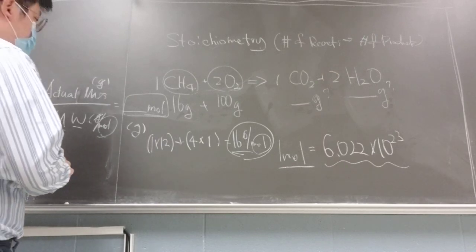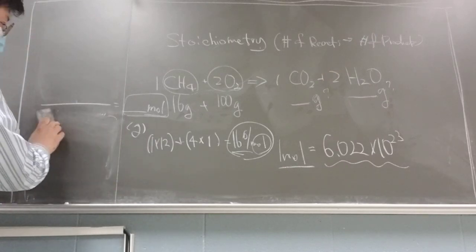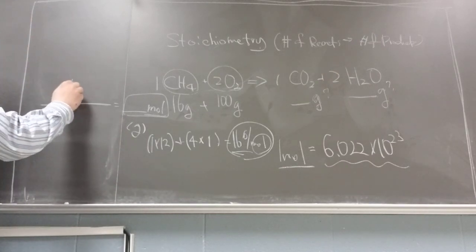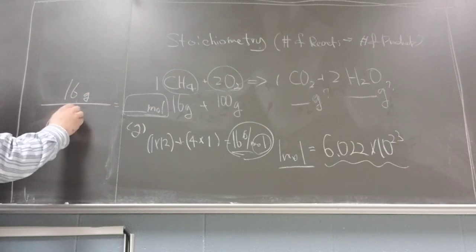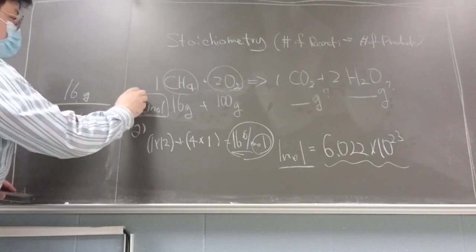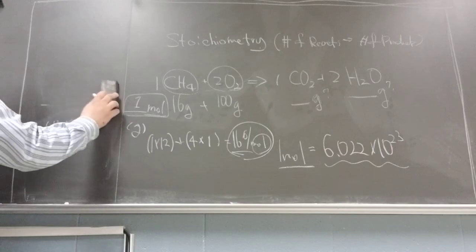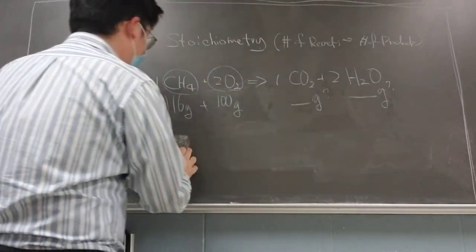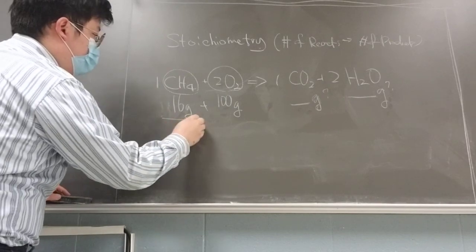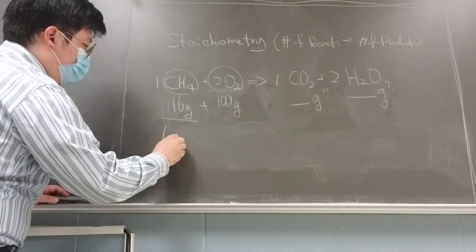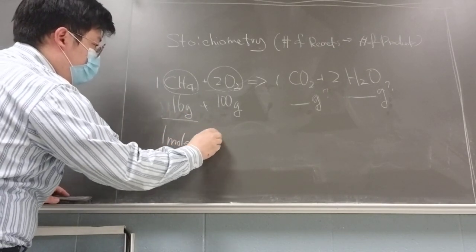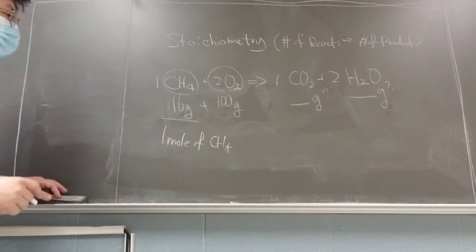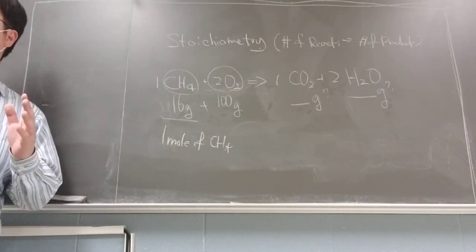So if you do this, simply what? 16 grams over 16 grams per mole. So we'll give you one mole. So that means based on your calculation, you find that if you have 16 grams of methane, you have one mole of methane. Okay? So now you know how many moles of methane you have right now.